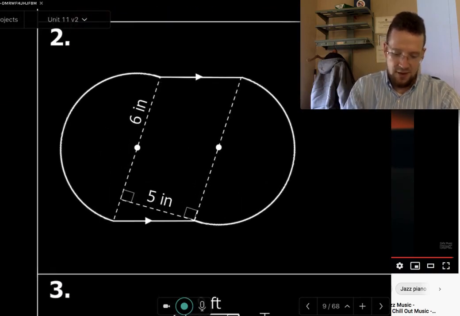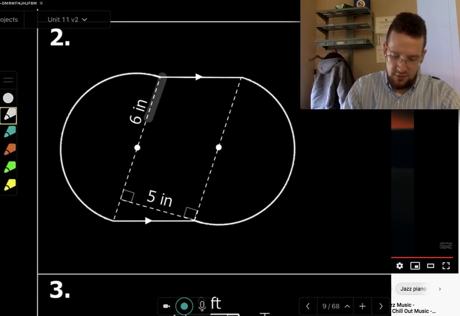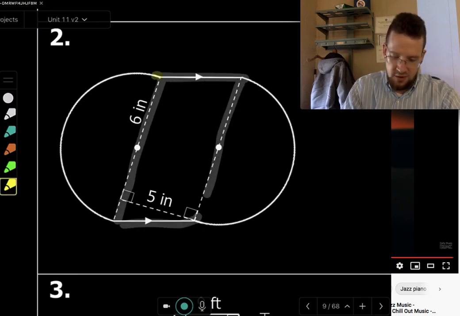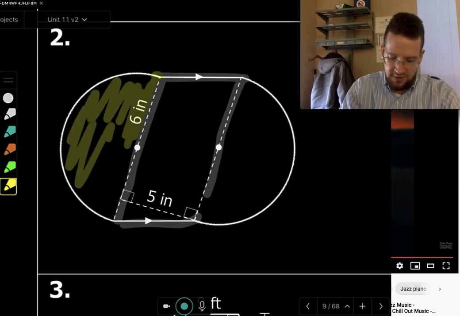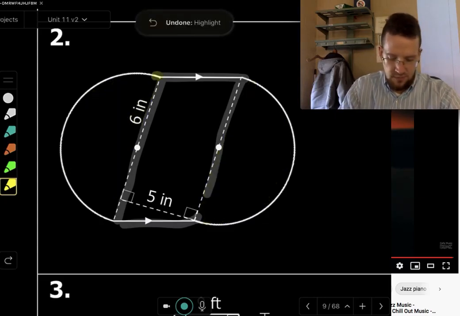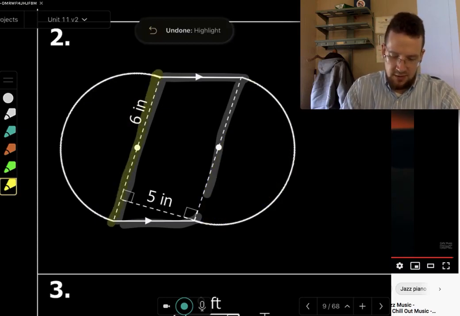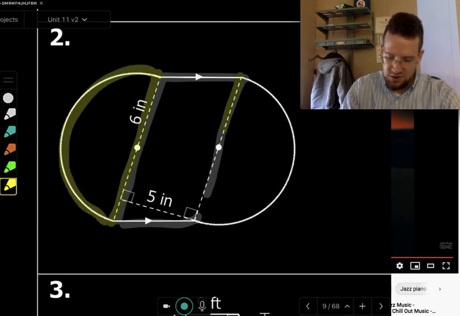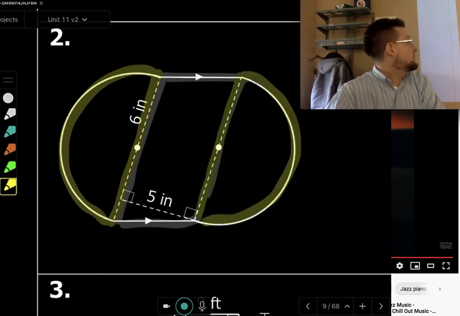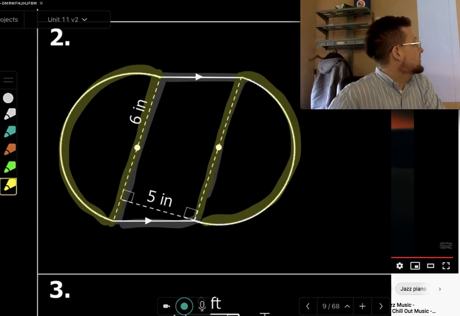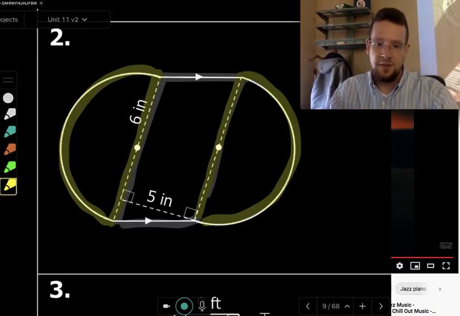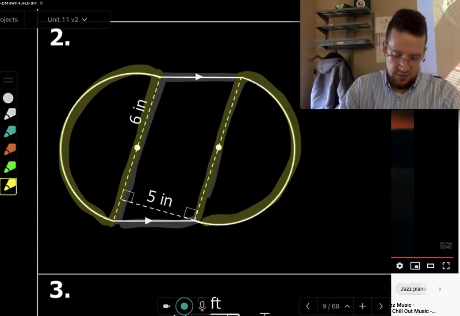So let's look at this next problem here. We have two figures. We have this figure in the middle, and then we have these two on the sides here, right? We have these two semicircles. However, if you could imagine these two circles being pushed together, then it would just make a whole circle, right?